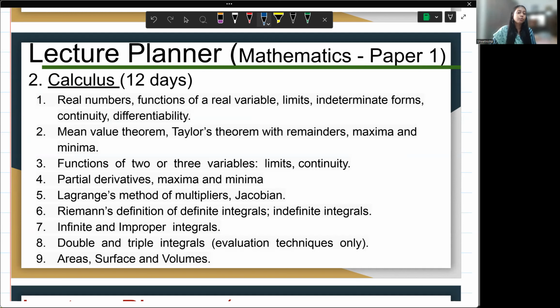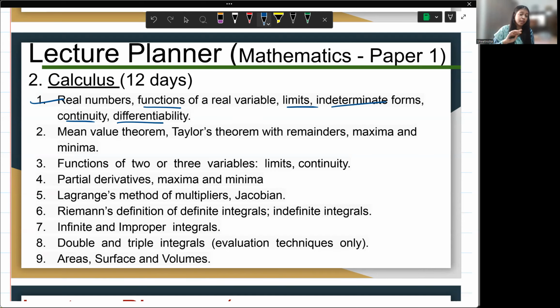It starts from real numbers. Basic knowledge of functions and relations is required from your class 12. Relations, functions, limits, all the calculus part. Calculus basically includes limit, continuity, differentiability, integrability. So limits, indeterminate form, continuity, differentiability. Because this is of one variable, it will not be very difficult to discuss everything in just one lecture.